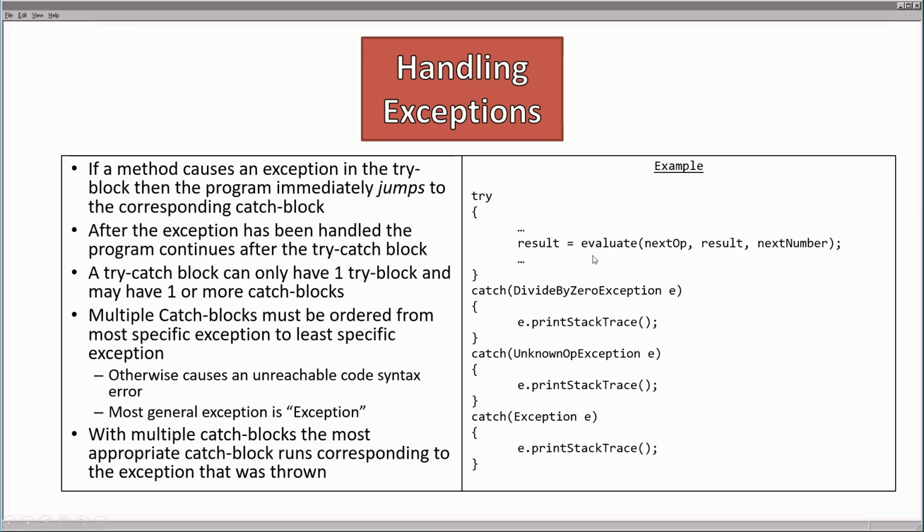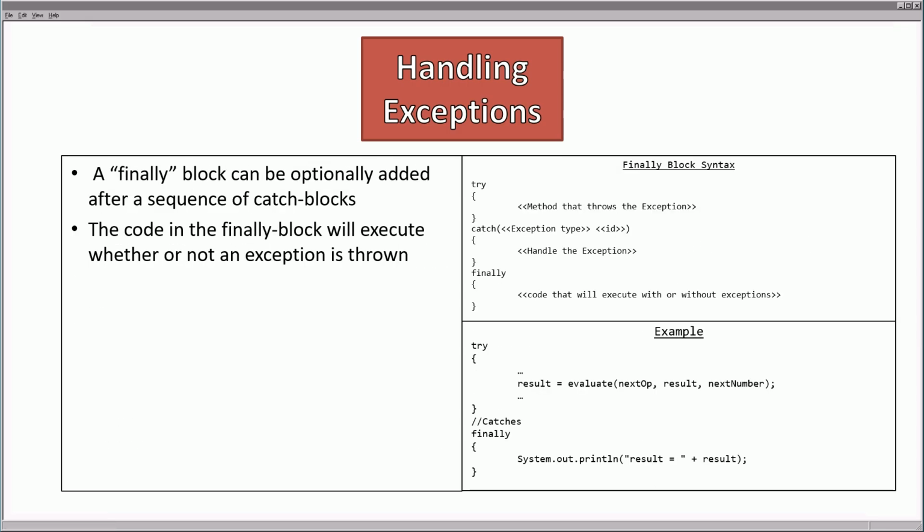If this were to throw the unknown op exception, it would jump to this catch block, handle it, and then jump out of the try-catch blocks. Now, if this method evaluate were to cause another kind of exception that wasn't divide by zero or unknown op, then it would be caught by the most general exception right here, handle it, and then jump out of the try-catch block. In addition to all of this, you can optionally add a finally block after a try-catch sequence.